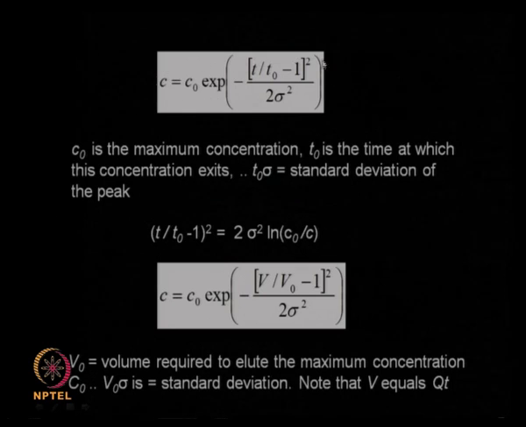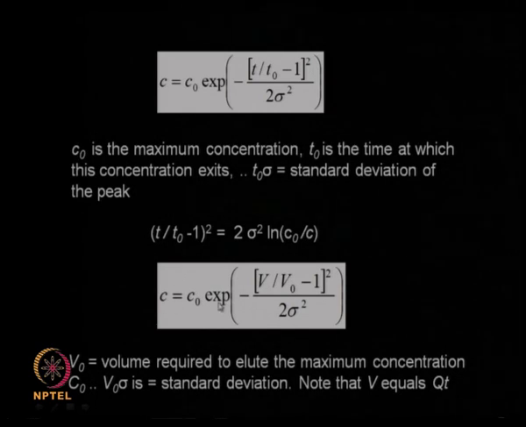So this equation relates C naught, that is the maximum concentration, and t naught, the time at which this maximum concentration happens. C is the concentration at any time t, and sigma is the standard deviation of that particular Gaussian curve.